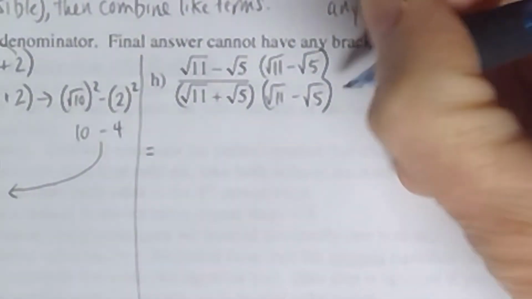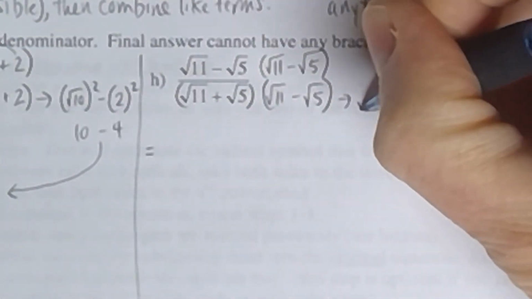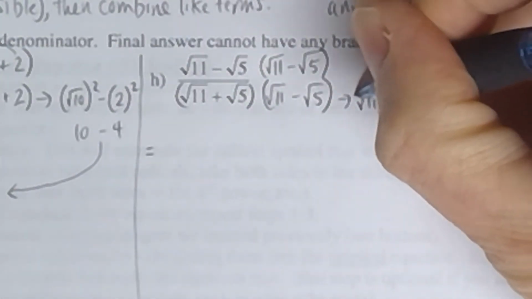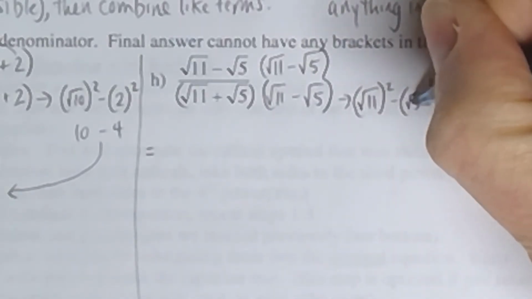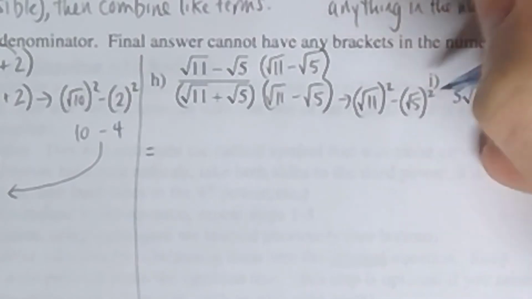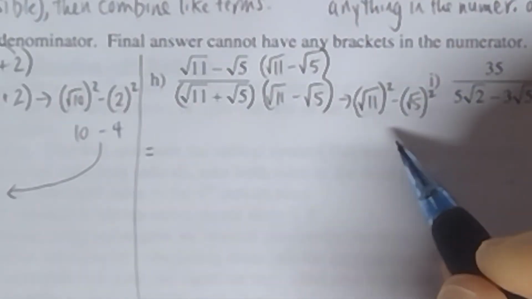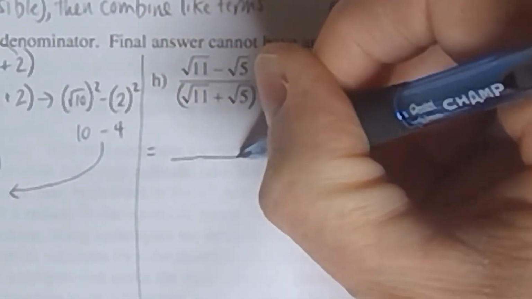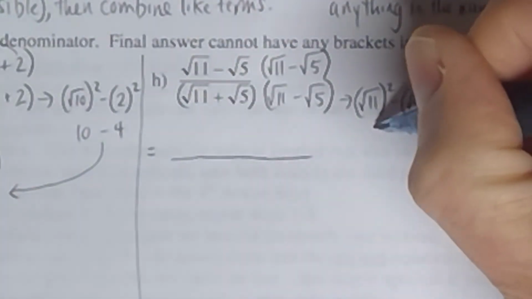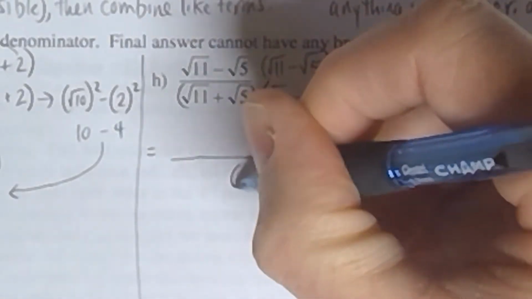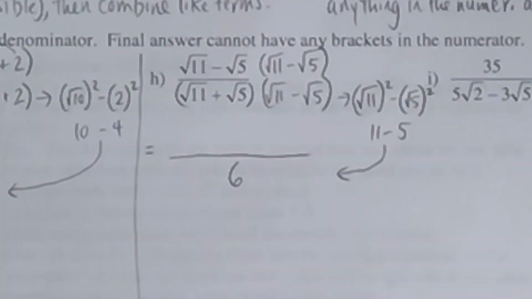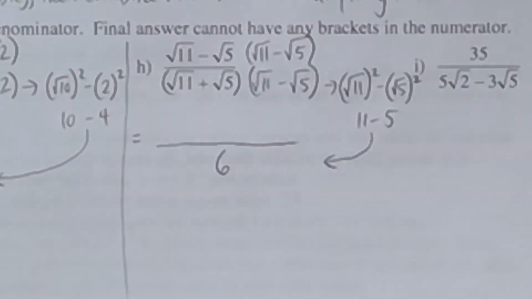So as we just found out, the bottom is equal to square root of 11 squared minus square root of 5 squared. I'm just transferring this from the scratch paper over to here, so we'll have it here. And that ends up again being equal to 11 minus 5, which is 6.